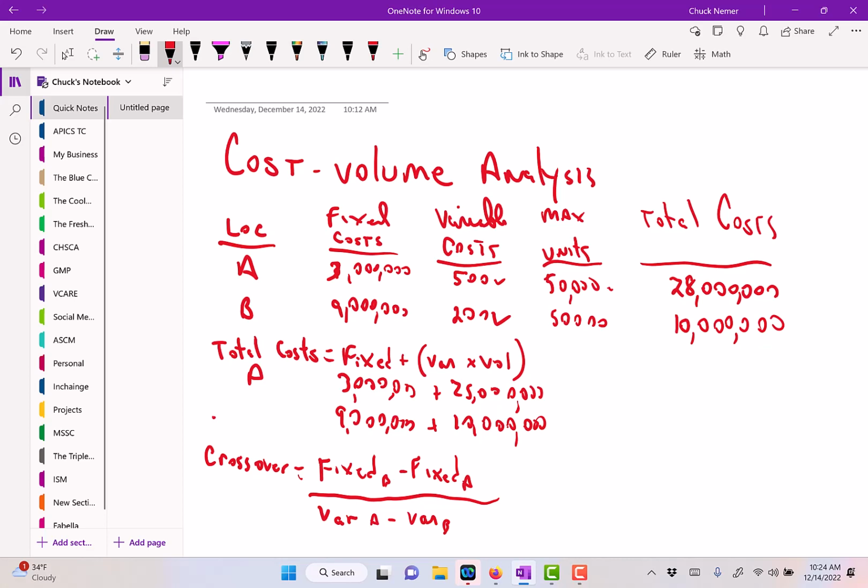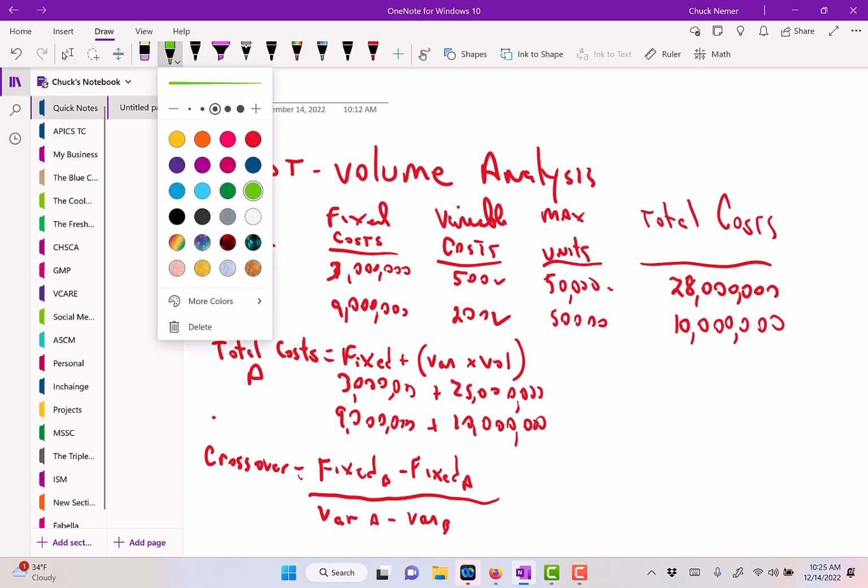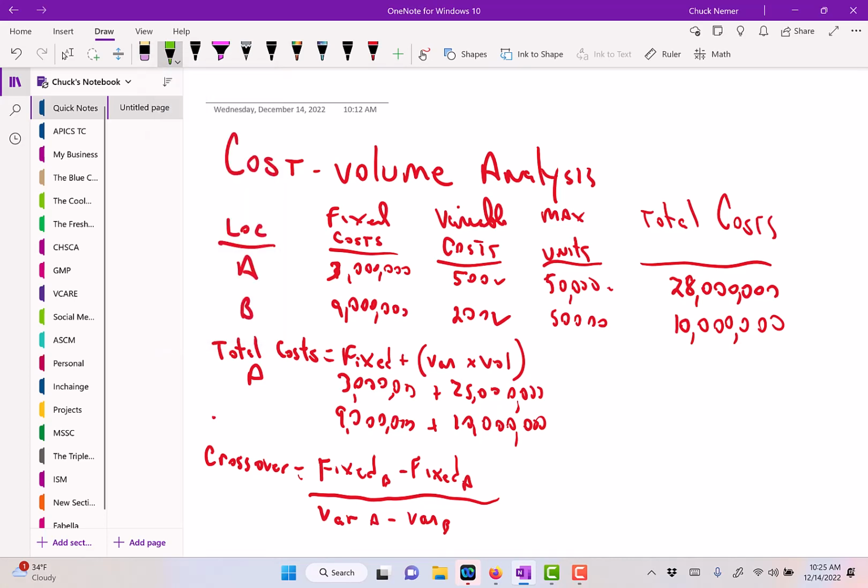You think you would ship everything out of B, but A, we don't know what the volume is, but B, up to a certain point, A is still cheaper because of lower fixed costs, even though variable costs are higher. At some point, it'll still be cheaper to start out with location A. So the question is, when's that crossover point? So the formula is down here at the bottom.